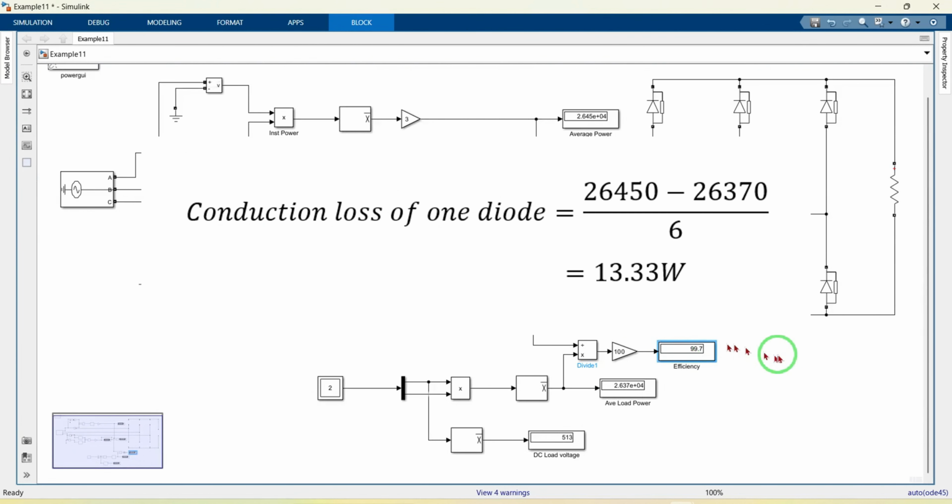Now, let's calculate the conduction loss of a single diode. The approximate conduction loss of a single diode is equal to the difference between the input and output average powers, divided by 6, as the total number of diodes is 6. The calculated conduction loss of each diode is approximately 13.33 watts.